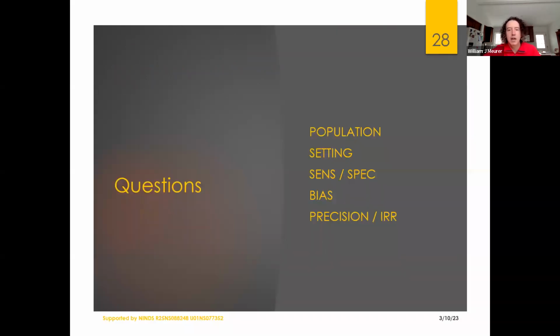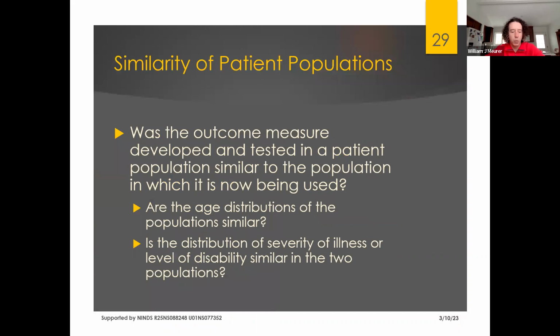All right. Some of the questions that you have to think about when you're designing research are: are you using a population that is similar to where that outcome measure was previously developed? Is it a similar age distribution? Is the severity of illness similar? Is the level of disability similar? So that's a key question when you're thinking about, have I got the right outcome measure?